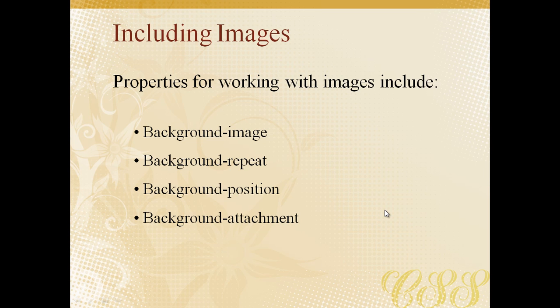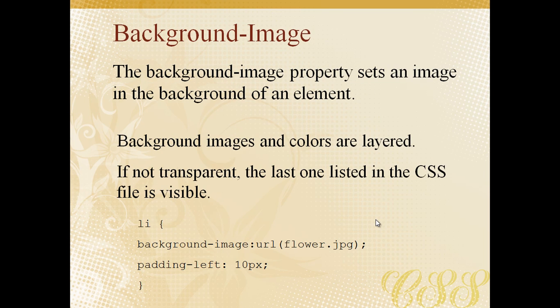Now we'll see how images can be included in the background. There are 4 properties that work with images. One is background-image, another one is background-repeat, third is background-position, and the last one is background-attachment. Background-image: this property sets an image in the background of an element. So these images and colors are layered. If not transparent, the last one listed in the CSS file is visible.